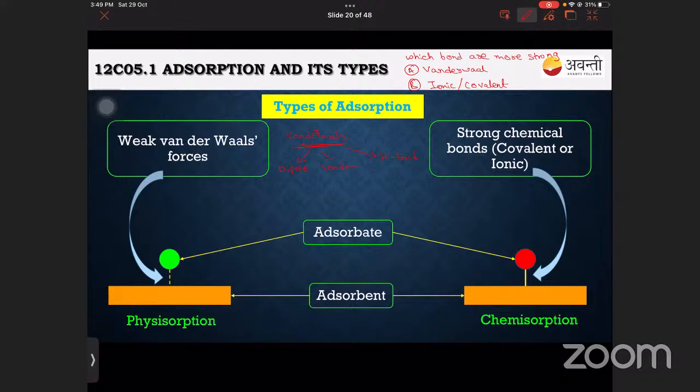Ionic or covalent bonds are the strongest one. Good, Mahi, you are fast.